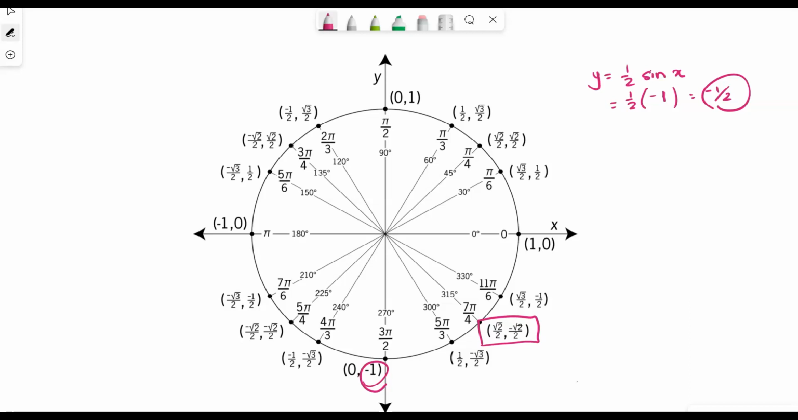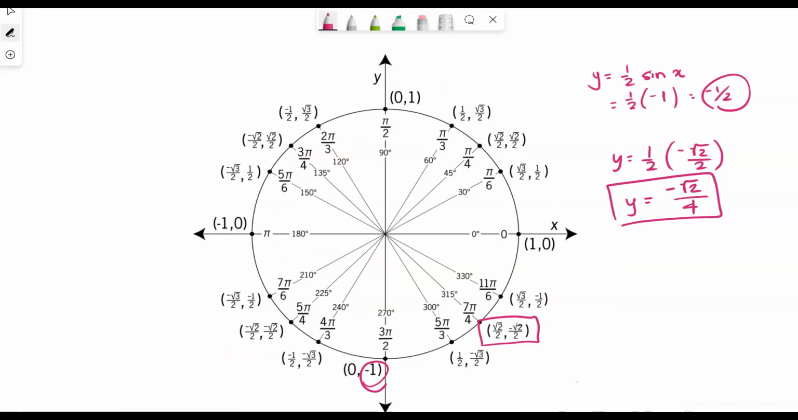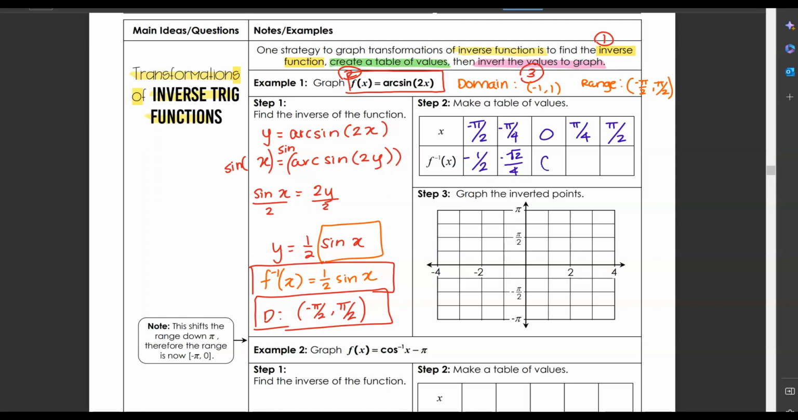So I'm going to end up with y equals 1/2 times negative root 2 over 2. Well, this becomes negative root 2 over 4. So that's the value I'm looking at. So I'm going to have negative root 2 over 4. Now at 0, when I'm plugging in 0 for sine, I end up with 0. So 1/2 times 0, that just gives me 0.